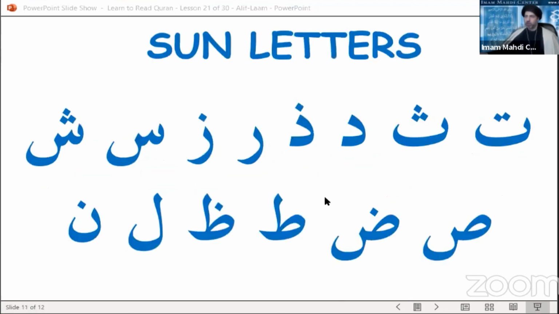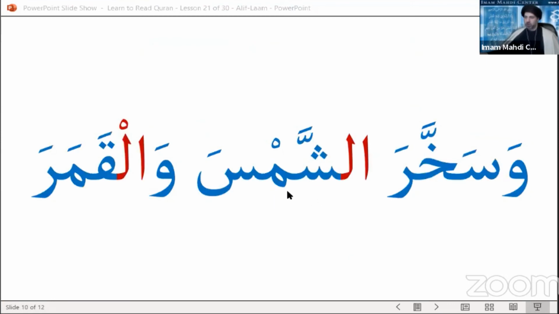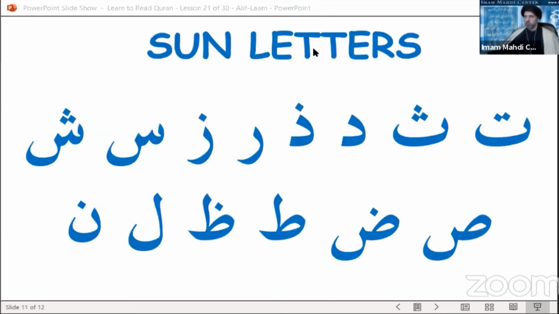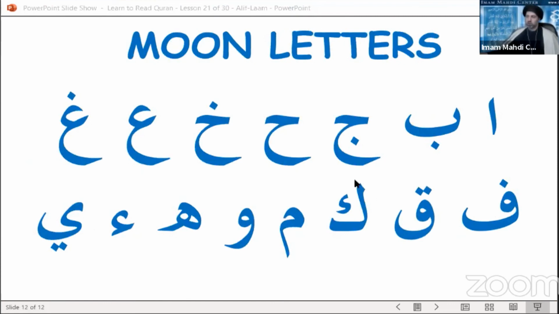So those letters that get a shad, that carry a shad when they follow the alif lam, when they come after the alif lam, those are called shamsi letters. Shams means sun, so they're called the sun letters. And the ones that do not get a shad and the lam is pronounced, those are called qamari letters. I'm sorry, shams means sun, of course, and qamar means moon. So there's the sun letters and the moon letters, and we'll go over this in another lesson, inshallah.